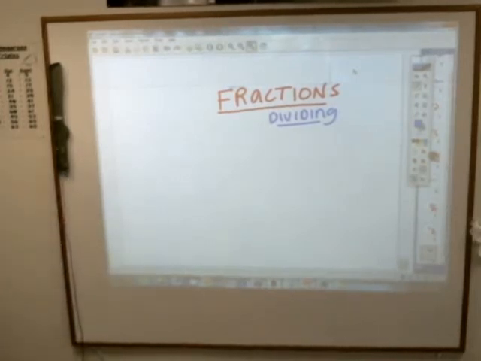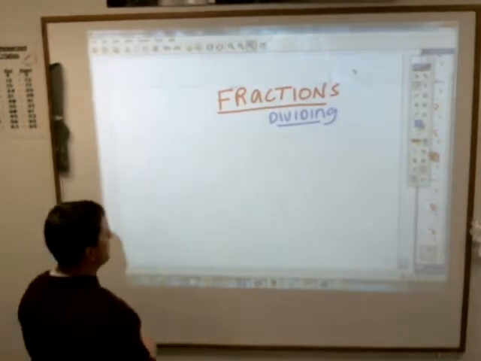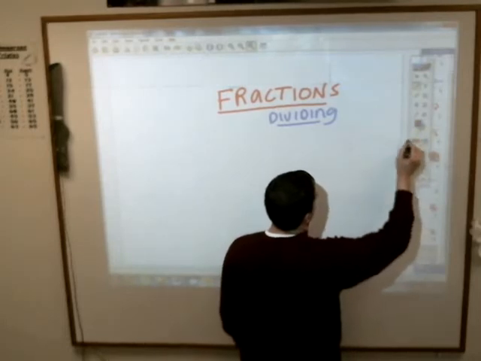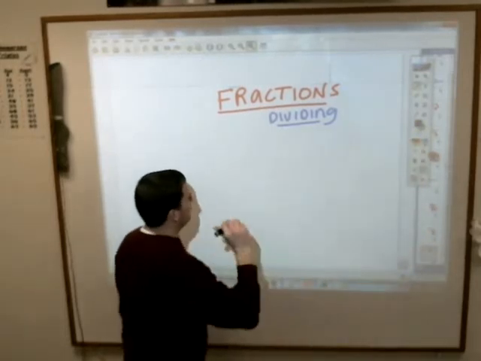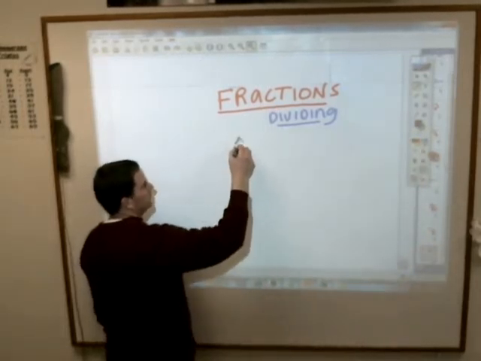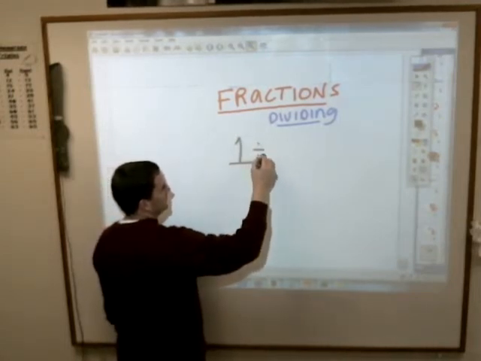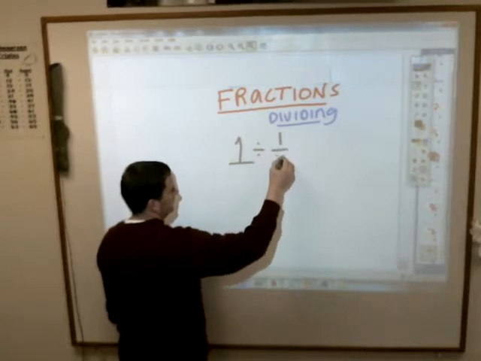All right, ladies and gentlemen, today you work upon the somewhat confusing and very mysterious thing of dividing by fractions. Now, this is one where you can go home and your parents will probably tell you the wrong answer because we don't really understand this very well.